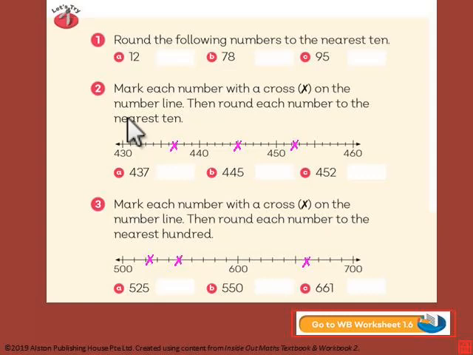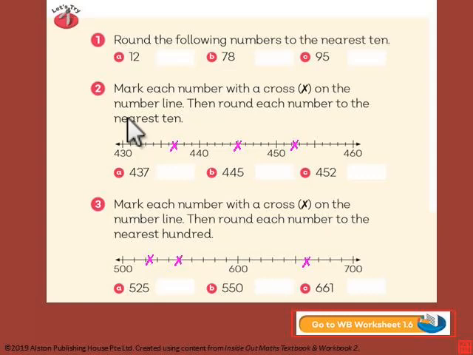The answer is 10. When we round 12 to the nearest 10, if we make a number line from 10 to 20, 10 is near to 12. 10, 11, 12. So 12 is near to number 10. Did you understand? Because 20 is far from 10.